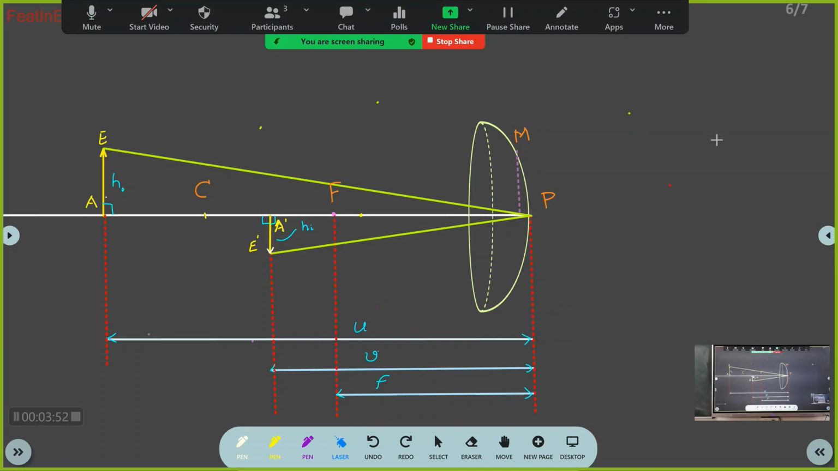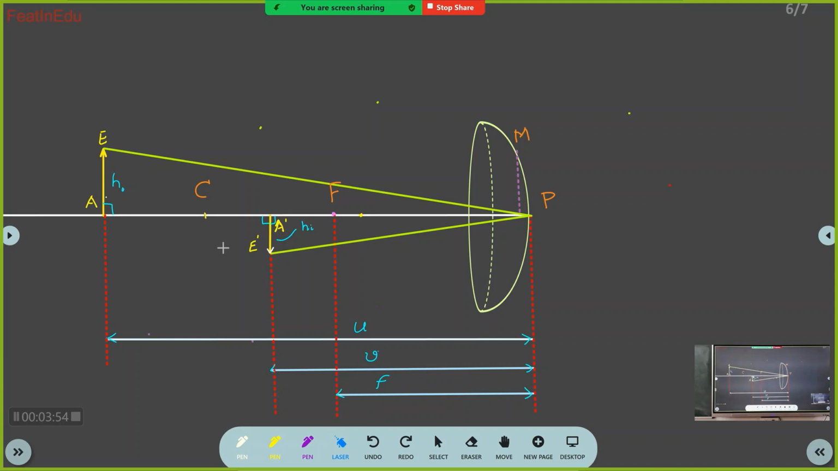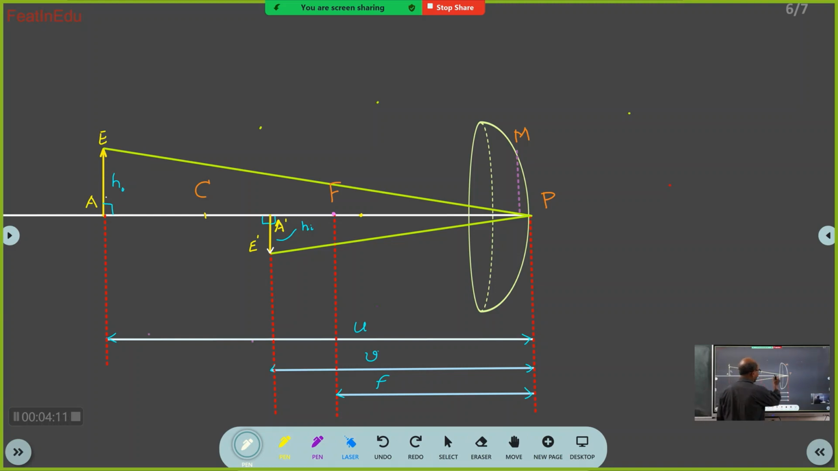Now you see these two triangles. Which are the triangles? AEP and A dash E dash P. In these two triangles, this angle is some theta and this angle is also theta. So you have two triangles, AEP and A dash E dash P, and in these two triangles, these two angles are 90 and these two angles are equal.